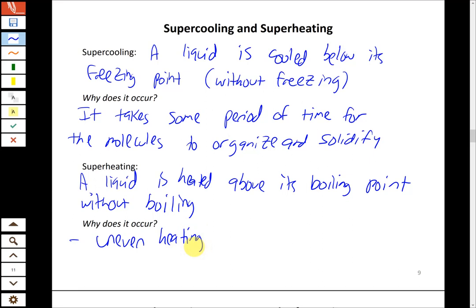uneven heating. So there could be a region of the liquid where the temperature is above the boiling point, but it's surrounded by cooler liquid, so that it doesn't have enough energy to escape through that cooler liquid. Or, as we know, every liquid has surface tension, and so sometimes you just have to get the boiling process to be happening fast enough for those to start breaking through that surface tension.